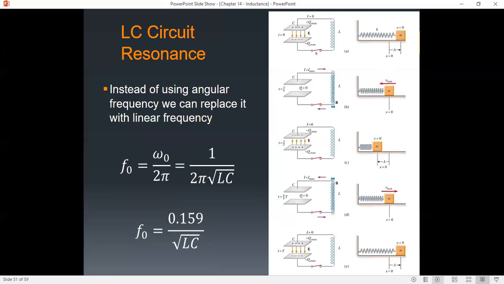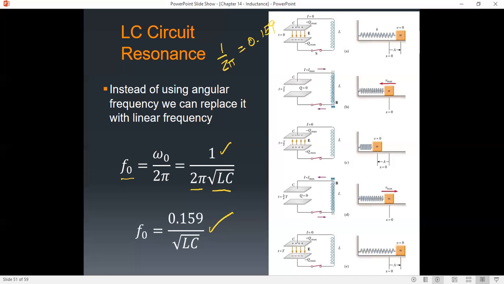Now, instead of using angular frequency, we can actually replace angular frequency with linear frequency, okay? So for instance, if I were to create a radio with an LC circuit and I wanted to tune to a very particular frequency, I would say the frequency is 1 over 2 pi times the square root of LC. If I take 1 over 2 pi, I see that that's actually equal to 0.159, and that's how I get this expression right here. But again, this is very, very simple.